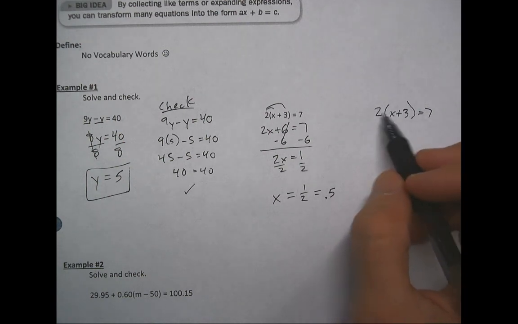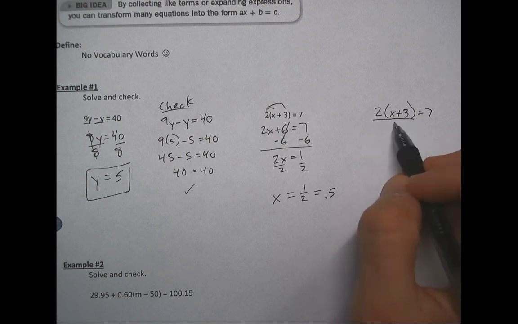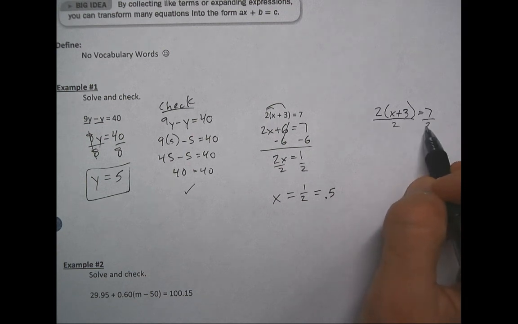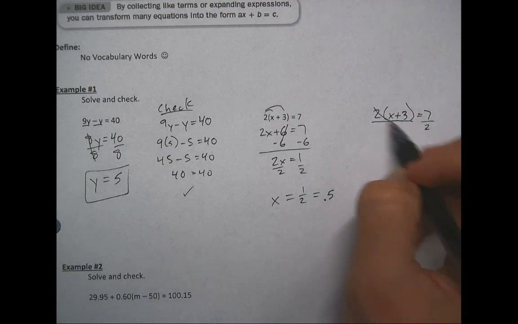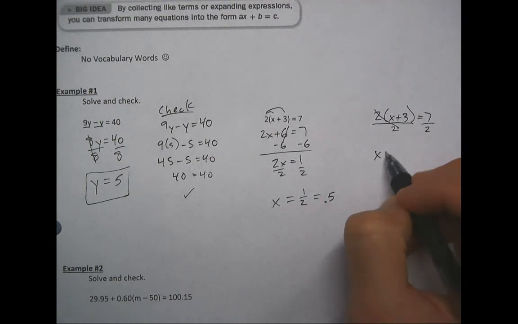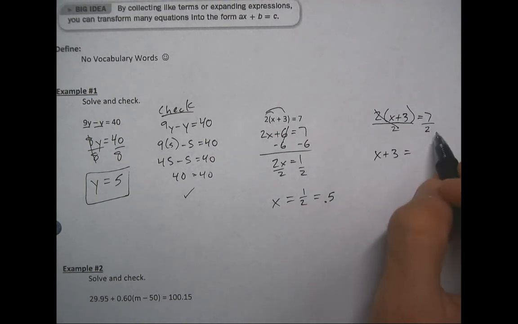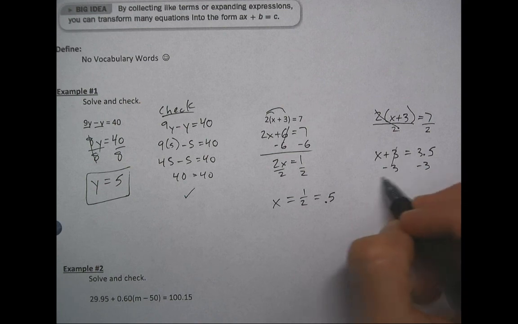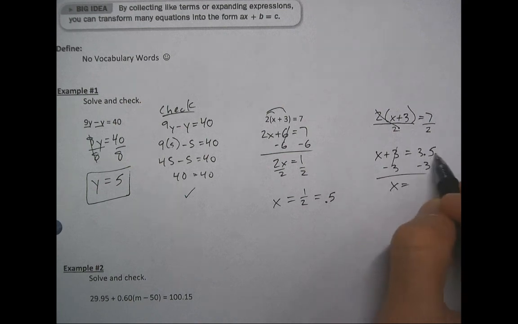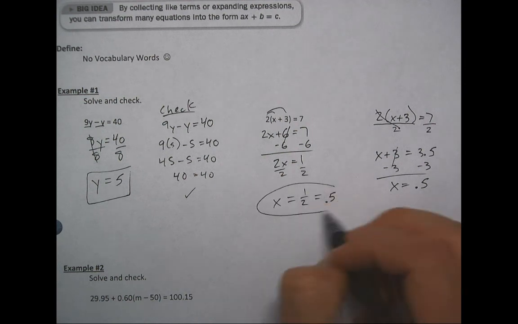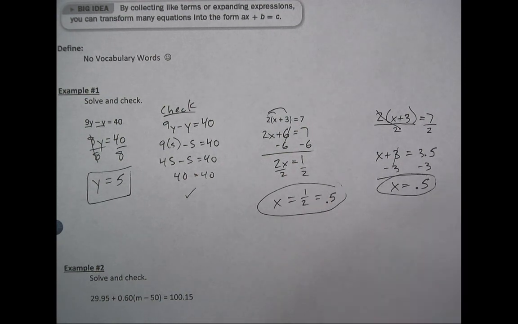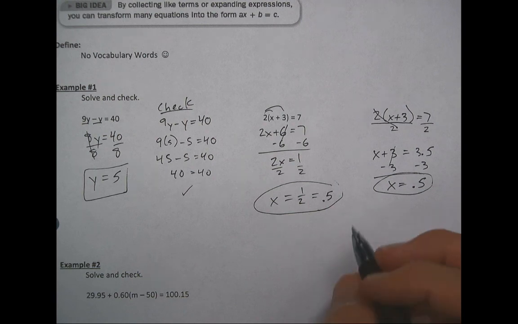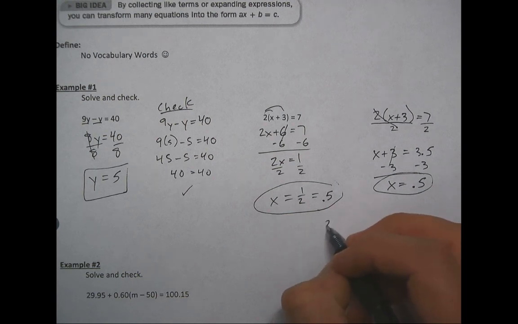So since these are two things being multiplied, if I want to clear one of them out, I'm allowed to divide by them. And that's going to clear out the 2. So I'm left with x plus 3. 7 divided by 2 is 3.5. And if I minus 3 now, so that x is by itself, 3.5 minus 3 is 0.5. The same answer I got here and here. So let's run a quick check. Back to the original.